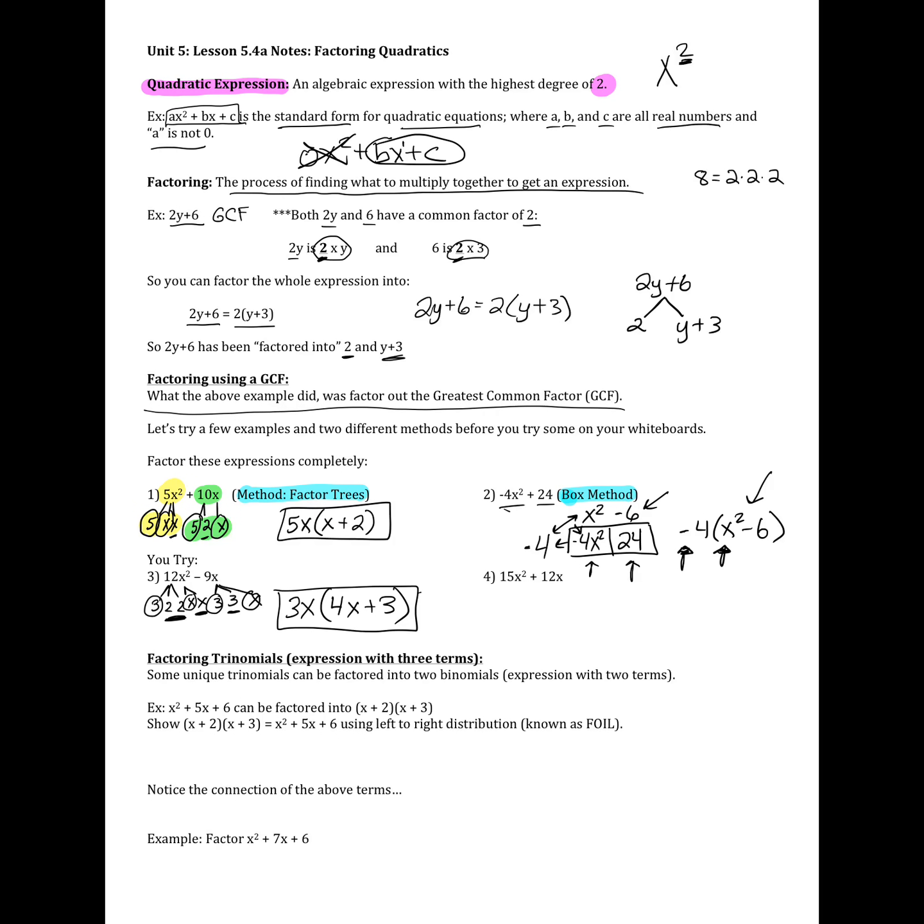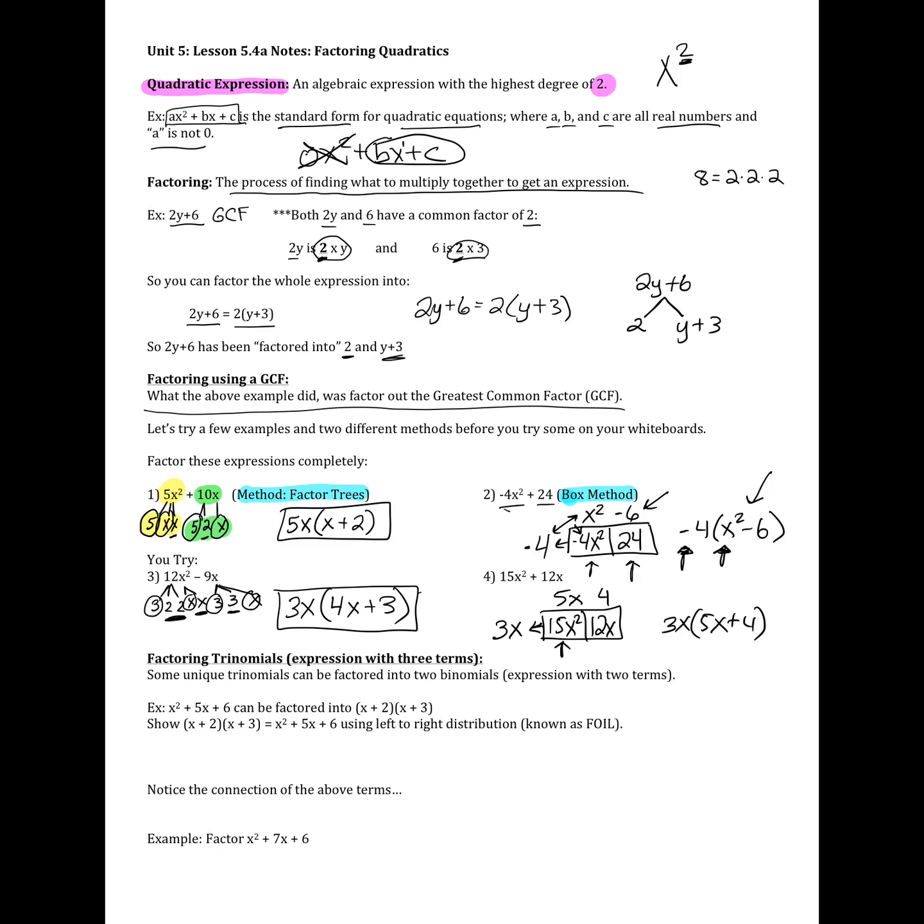And then the next one, I will do the box method again, and I'm going to place 15x squared here. I'm going to place 12x there. The greatest common factor going across here is 3, and they both have at least one x in common. Now above it, I'm going to write what times 3x would get me back to 15x squared. Well, 5 times 3 would get me to 15, and x times x would get me to x squared. And then here, what times 3x would get me to 12x? Well, a 4 would get me there. 4 times 3x is 12x. So my answer here is 3x times the quantity 5x plus 4.